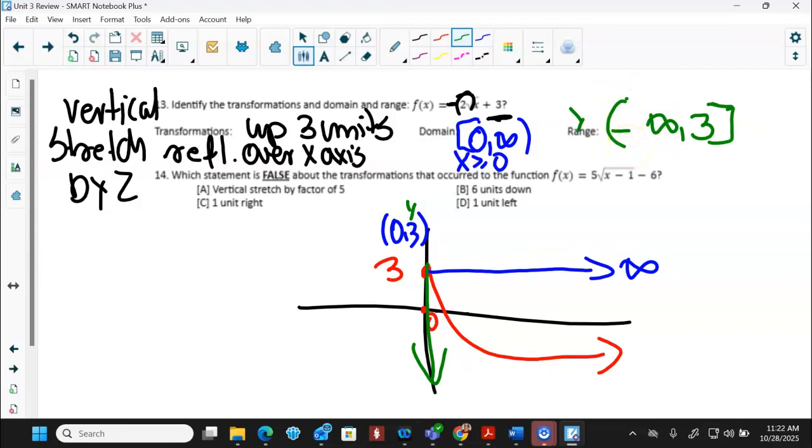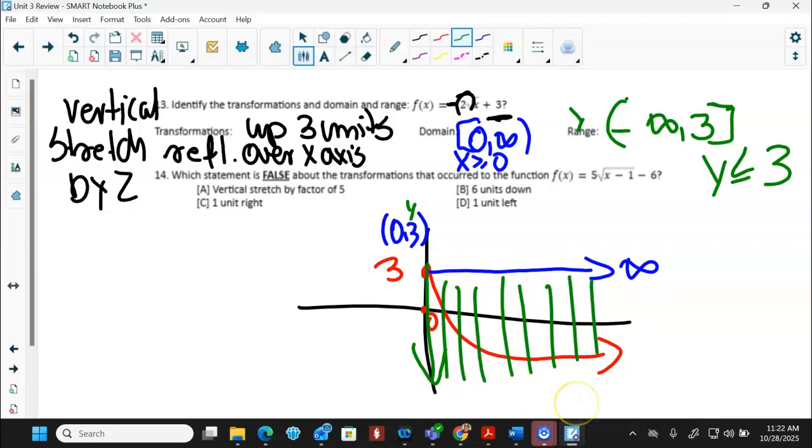Now, if you want to do it the other way, you would say y is less than or equal to 3. This is what you would say. So that means you're going down from 3, so it would be this way, below 3. All right, now write it down if you need to pause it.